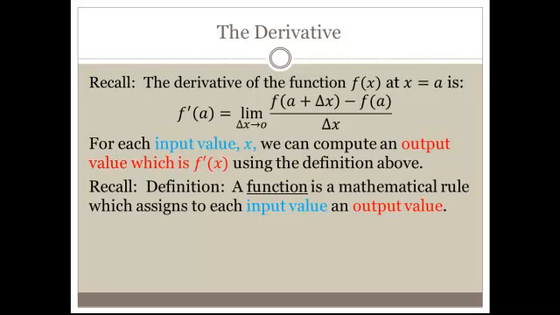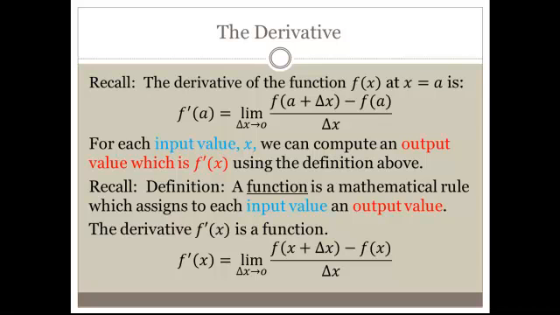Now let's recall the definition of a function. A function is a mathematical rule which assigns to each input value an output value, just as we have here with our derivative. So the derivative f prime of x is a function itself, and we write it as f prime of x equals the limit as delta x goes to 0 of f of x plus delta x minus f of x all over delta x. Notice that it's the same definition as we have above, except we've used the variable x rather than the point a.